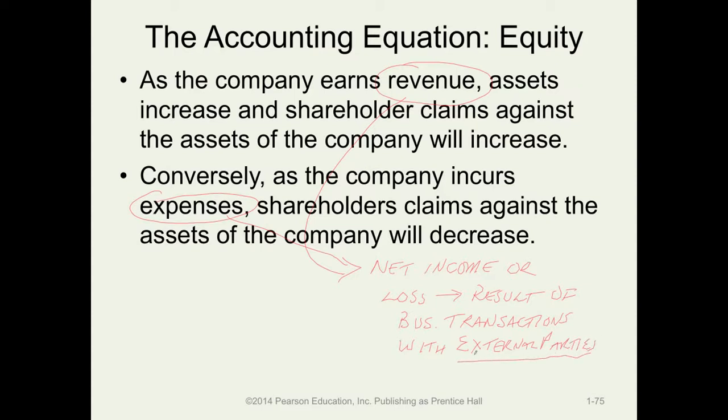And these external parties would include, for example, customers, suppliers, and even employees. And you might say that employees work for the company. Why are they external? They are not owners of the company. So revenues, expenses, net income or net loss will be a result of business transactions with external parties.